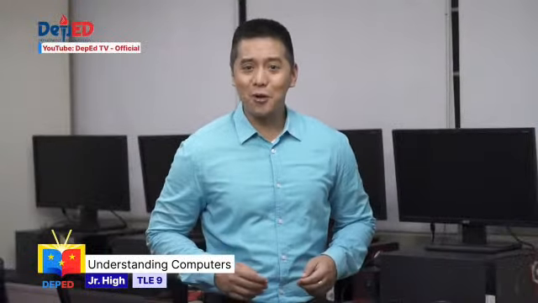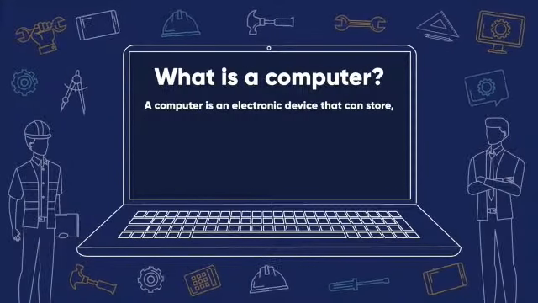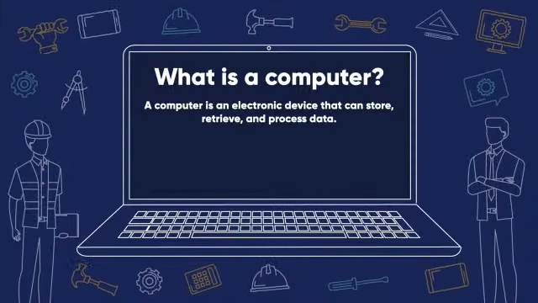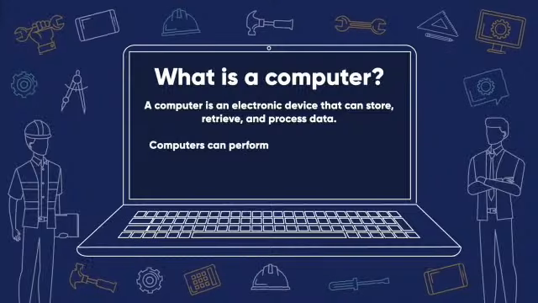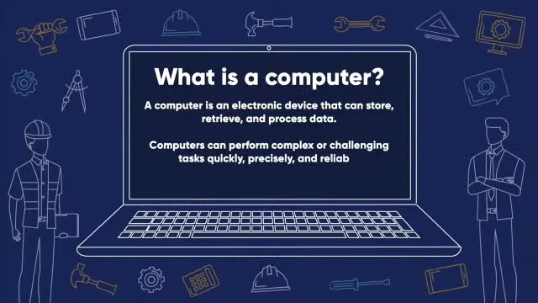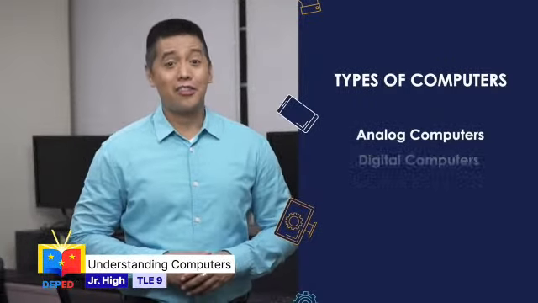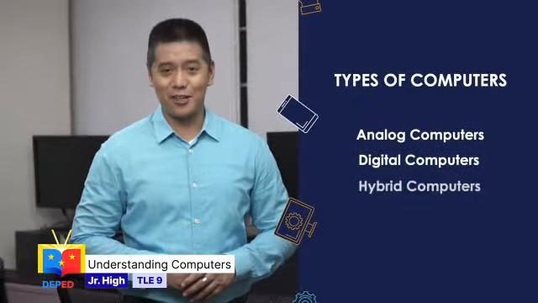So, what is a computer? A computer is an electronic device that can store, retrieve, and process data. Computers can perform complex or challenging tasks quickly, precisely, and reliably. We have three different types of computers based on the principles of operations. We have analog computers, digital computers, and hybrid computers. So what makes them different from each other?